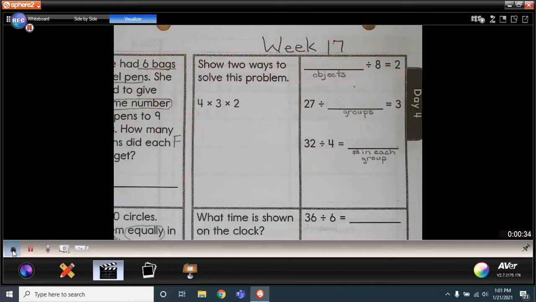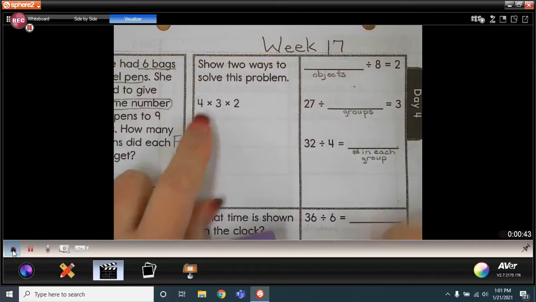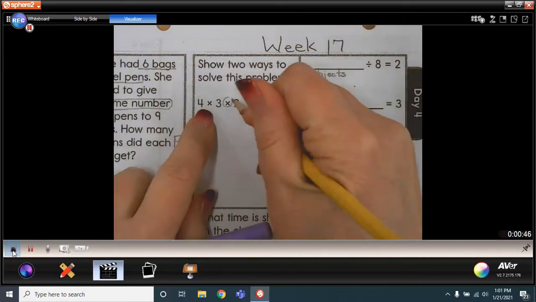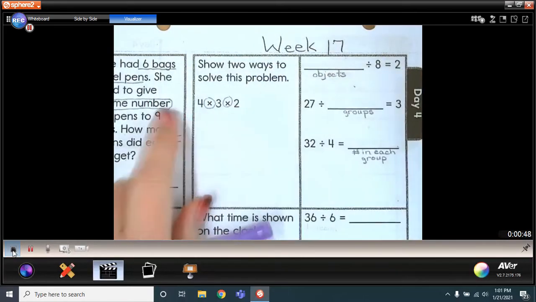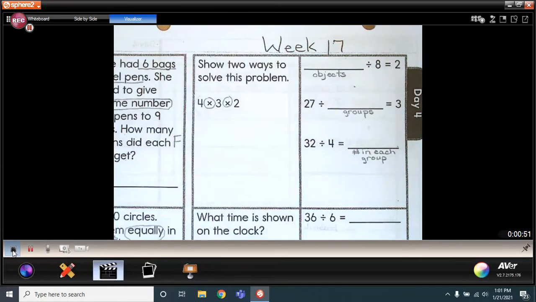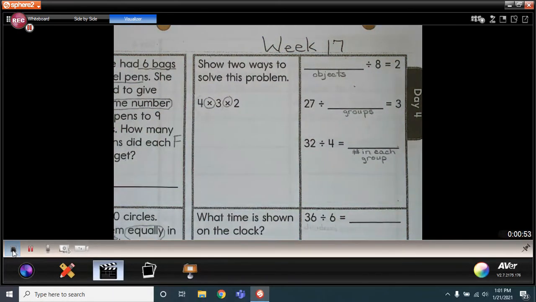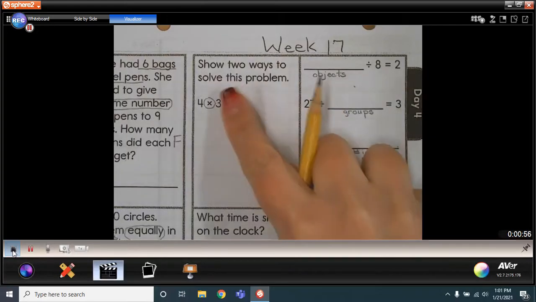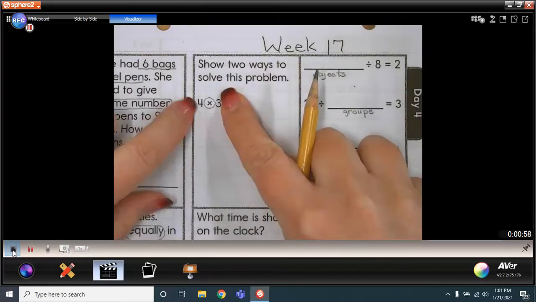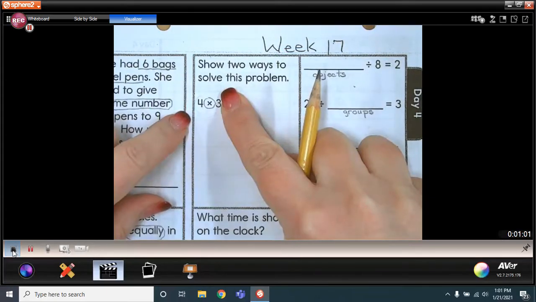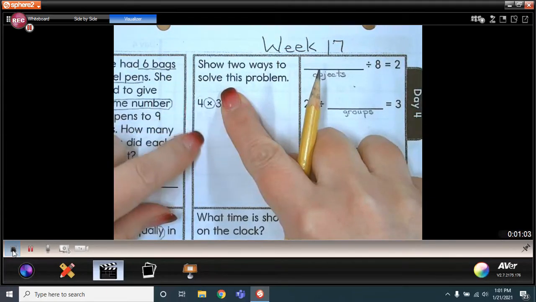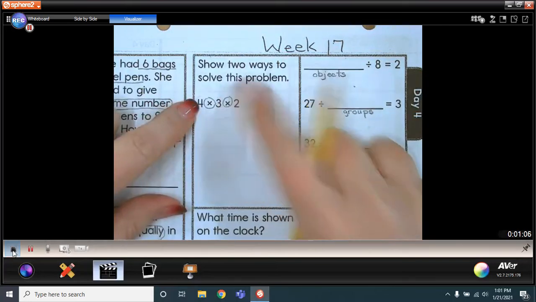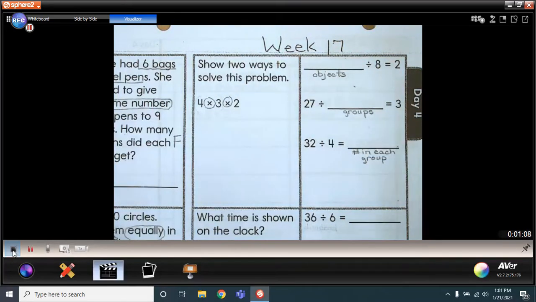It says show 2 ways to solve this problem. I'm going to show you one way to start with. You will notice here you have 2 multiplication symbols. This is something new that we haven't worked with before. We've actually done the distributive property, where we've had 2 factors and we can take one of those apart as a different number of groups. Here we've got 2 multiplication facts.